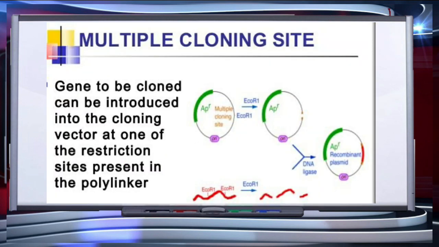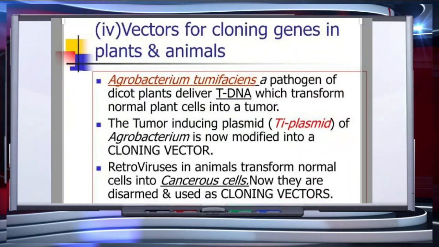Cloning sites are required to link the alien DNA with the vector. The vector requires very few or single recognition sites for the commonly used restriction enzymes. The presence of more than one recognition site within the vector will generate several fragments, leading to complications in gene cloning. The next feature is vectors for cloning genes in plants and animals.